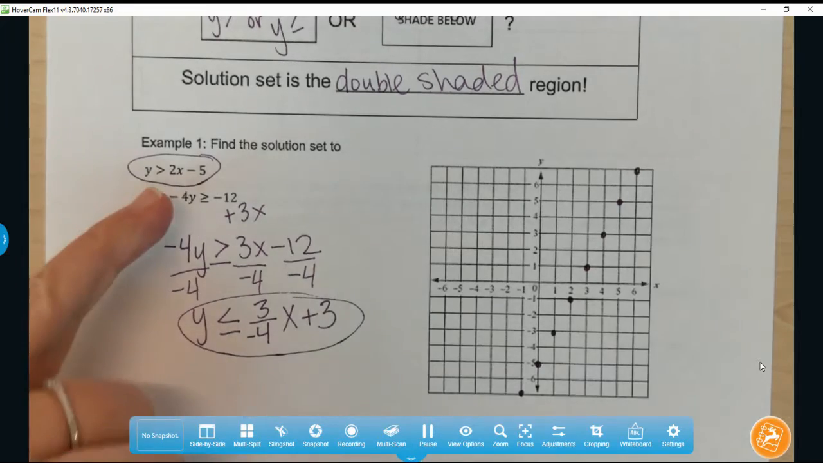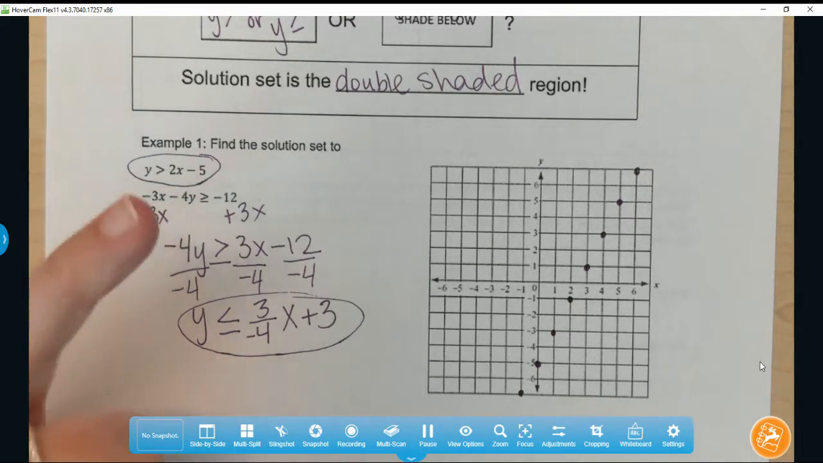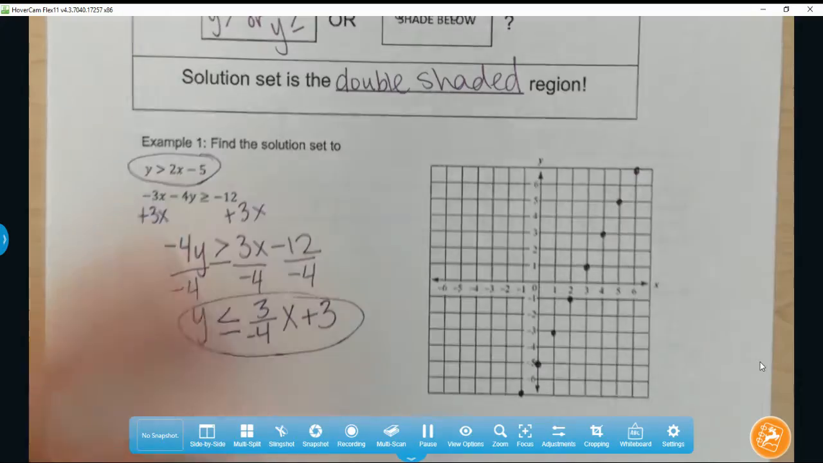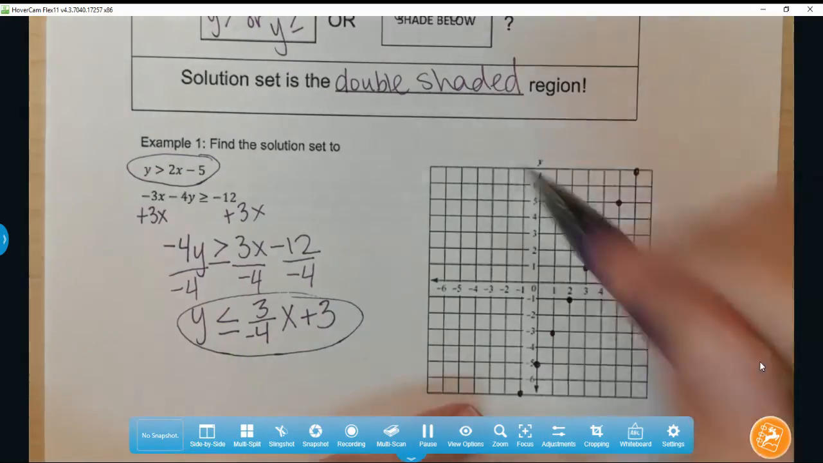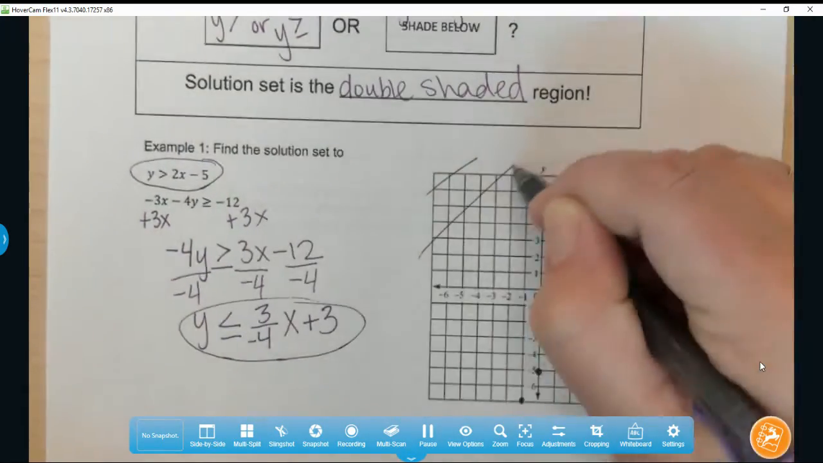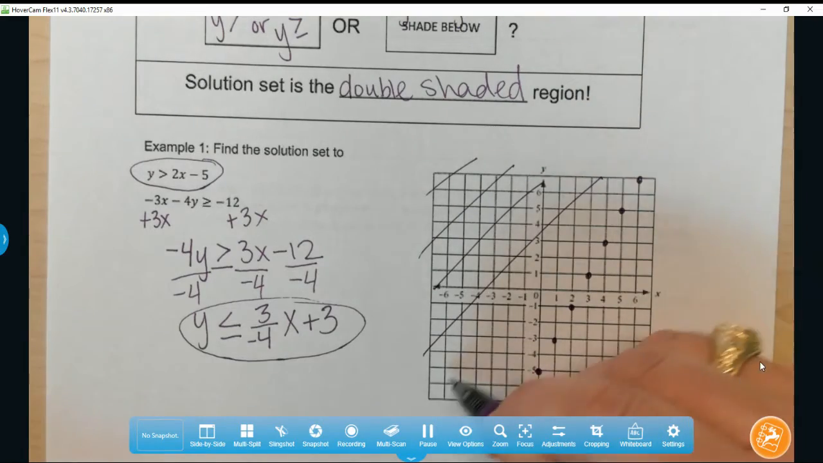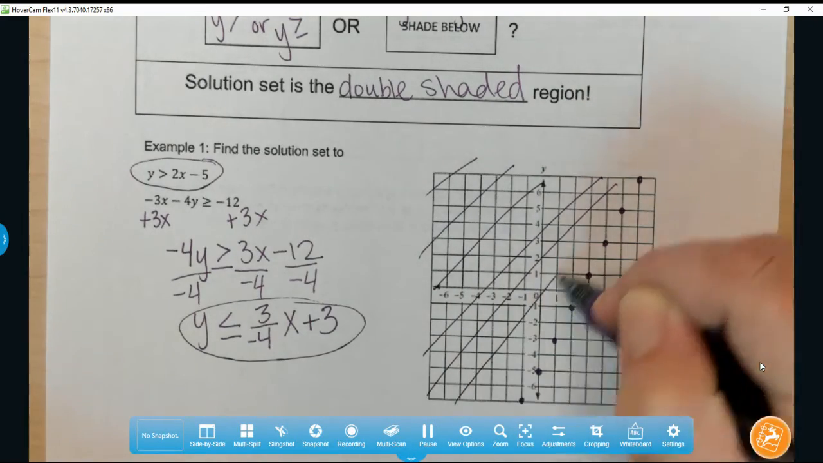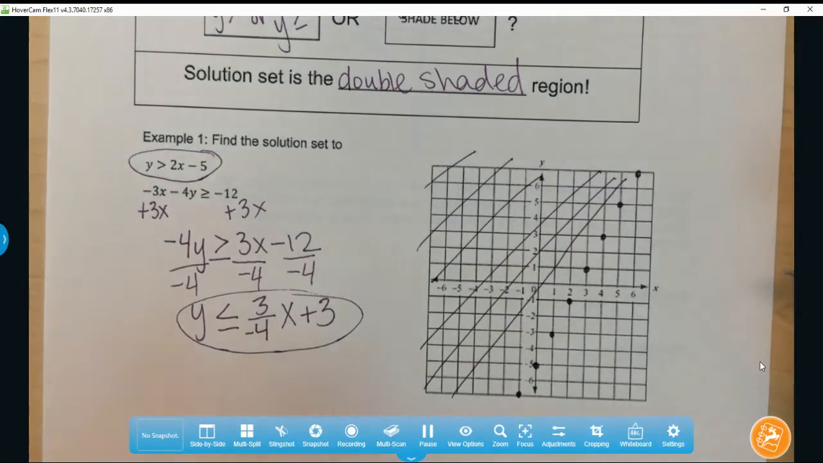That's my first one. It is y is greater than. So would you shade above or would you shade below? Well, if it's greater than, we're going to shade above. And I'm going to try to keep it simple so that we can see where they overlap. So there's my first inequality.